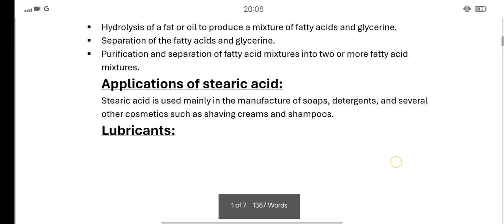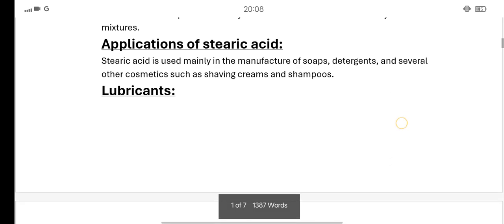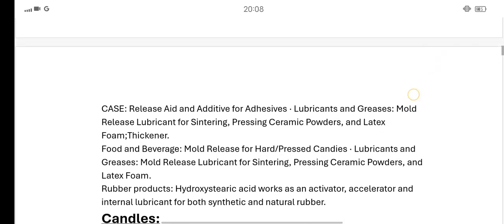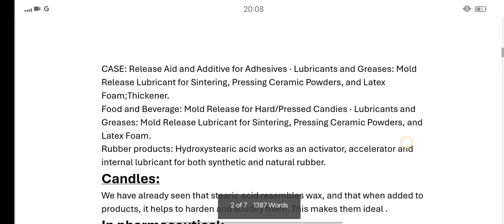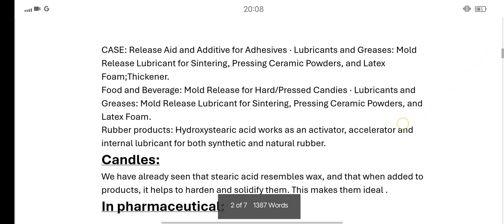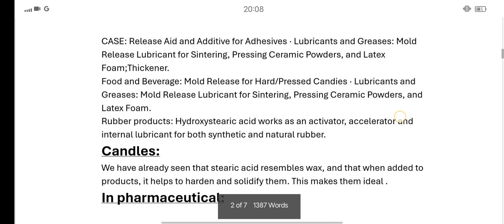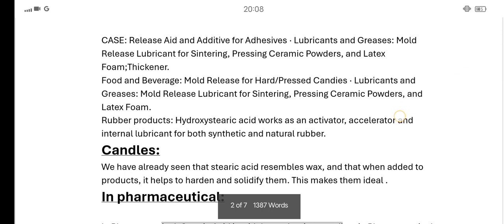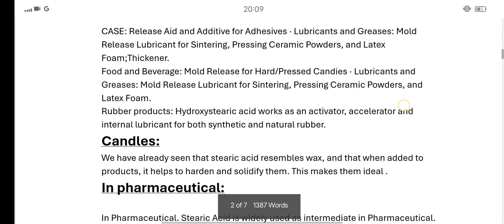Application of stearic acid. Stearic acid is mainly used in the manufacture of soap, detergent, and several other cosmetics such as shaving creams and shampoos. Lubricant, case, release aid and additive of adhesive, lubricant and greases. Mold release lubricant for sintering, pressing ceramic powders and latex foam thickeners. Food and beverage: mold release for hard pressed candies, lubricant and greases. Mold release lubricant for sintering, pressing ceramic powders and latex foam rubber products.